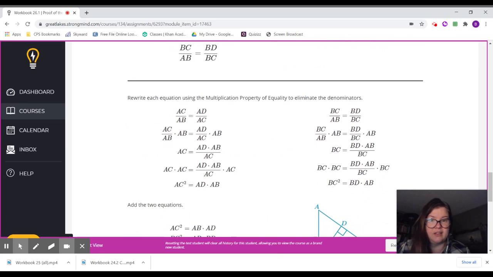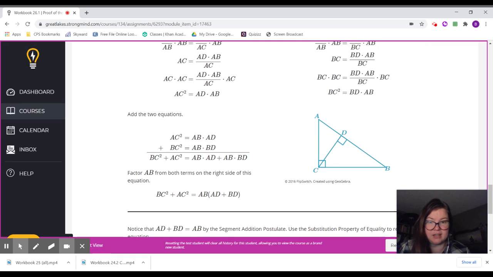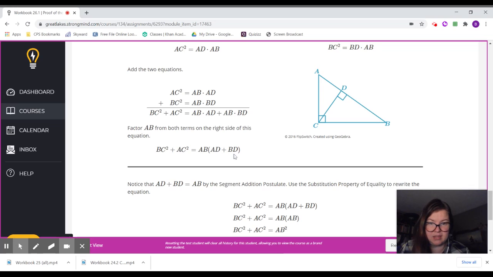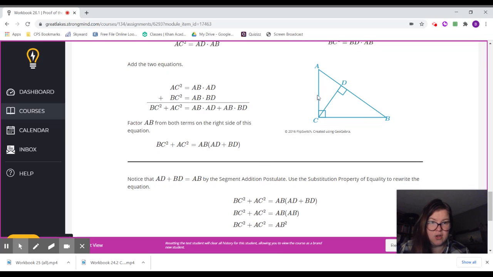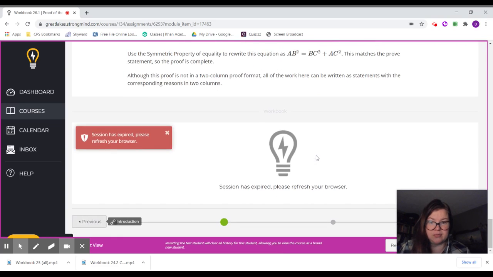And then they have all sorts of confusing looking things if you just look at this. But basically what they're doing is they're going through and using proportions and coming down with what AC squared is made up of and what BC squared is made up of. Then they add them together. And then you can take out the AB, you get those two things added together, which AD plus BD added together is AB. And so then that has to be AB squared. So it's a long proof.